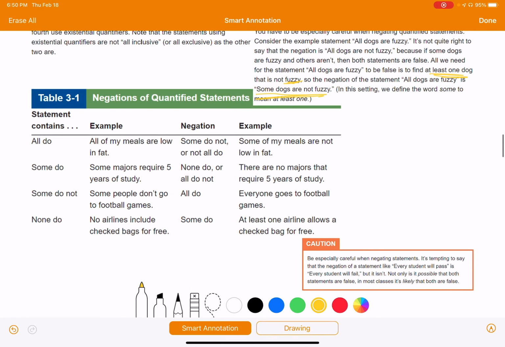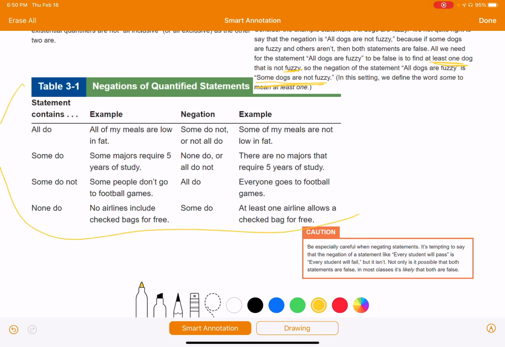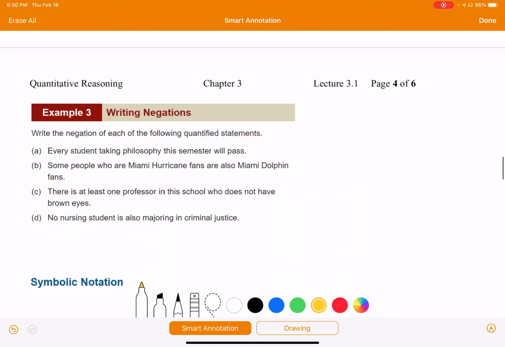Here's a good negation chart to follow. If our original statements contain these words, then we can negate them with these words. So all do, negate with some do not. Some do, negate with none do. Some do not, negate with all do. And none do, negates with some do. You can also see that they used different words here, but it's all the same concept. So let's look at some examples of that.